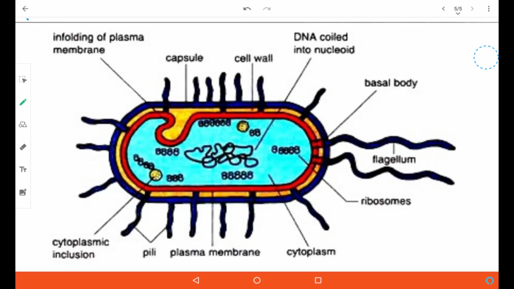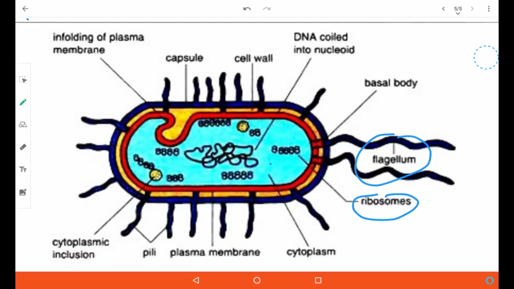Now, just to show you how the bacterial cell looks. Look here, this is the flagellum. It may be one, two, at one or both the ends, and they arise from the basal body which is present beneath the plasma membrane, and the basal body is the mother of the flagellum of bacteria. After this, you can see ribosomes are present. These ribosomes lie freely in the cytoplasm, or they may be associated with the plasma membrane, as I told you earlier.